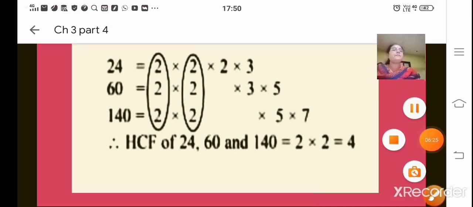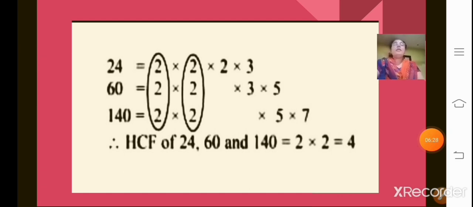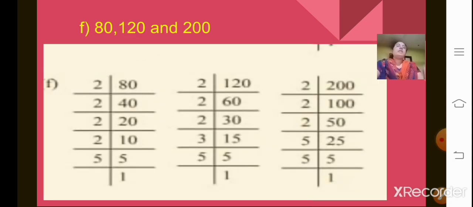Okay, now to find the highest common factor, the number should be common, that is, in all the three numbers. Coming to the next sum, you have to find again the HCF of 80, 120 and 200.